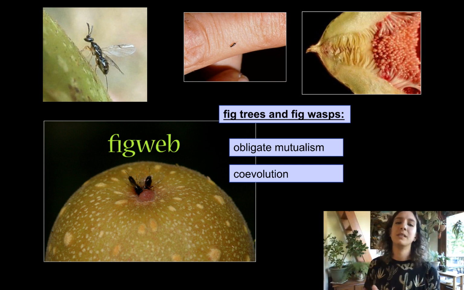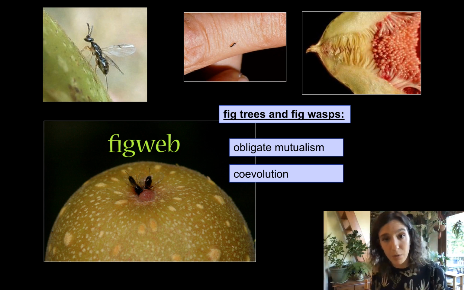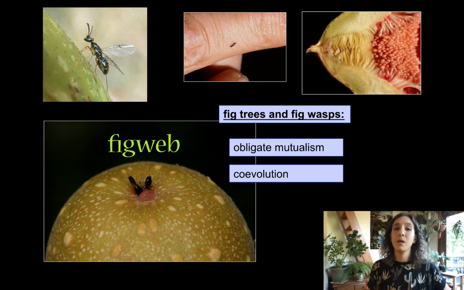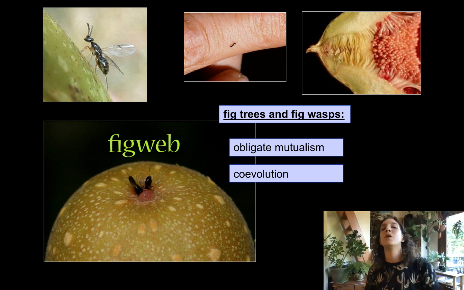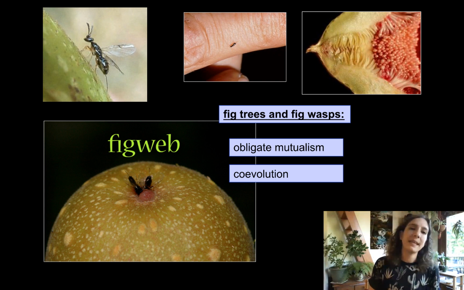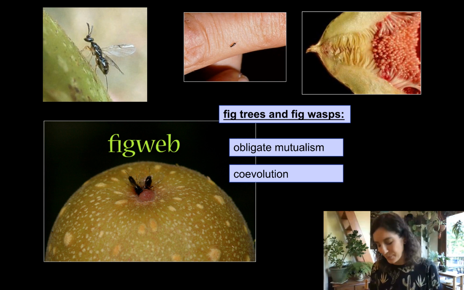Now, the fig trees themselves and the fig wasps, they have what's called an obligate mutualism, meaning they are completely dependent on one another for at least one part of their life cycle, right? The fig wasps cannot complete their life cycle without those fig ovaries. And the fig trees themselves, they can't get pollinated without those female wasps emerging from one fig and then flying to another.